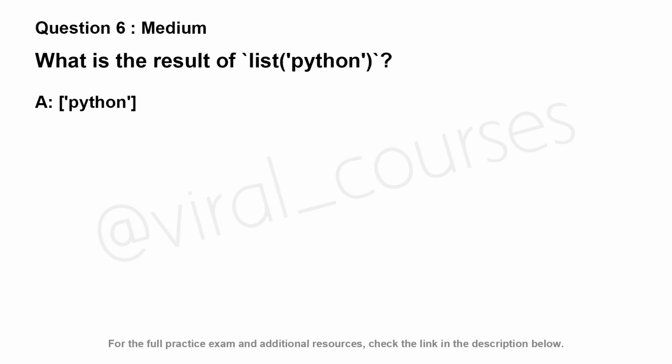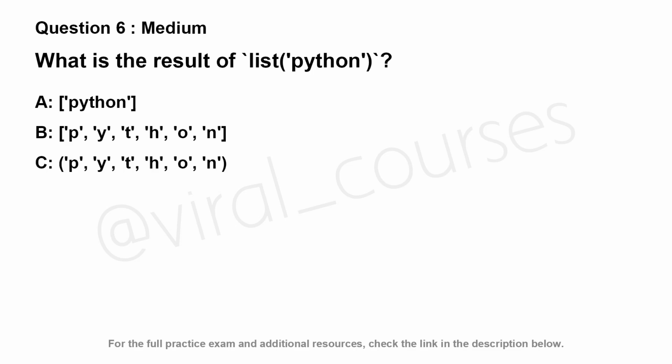What is the result of list("Python")? Option A, ["Python"]. Option B, ['P', 'y', 't', 'h', 'o', 'n']. Option C, ('P', 'y', 't', 'h', 'o', 'n'). Option D, error.